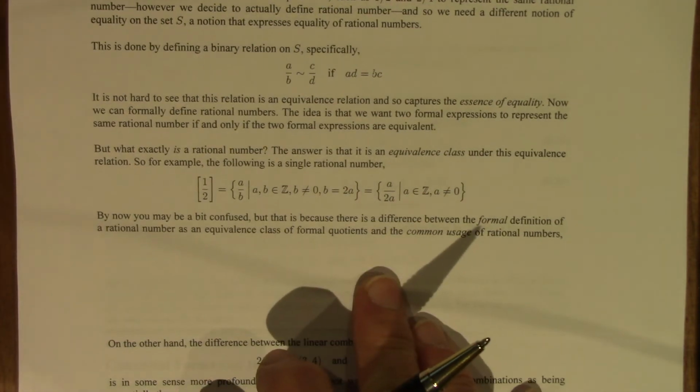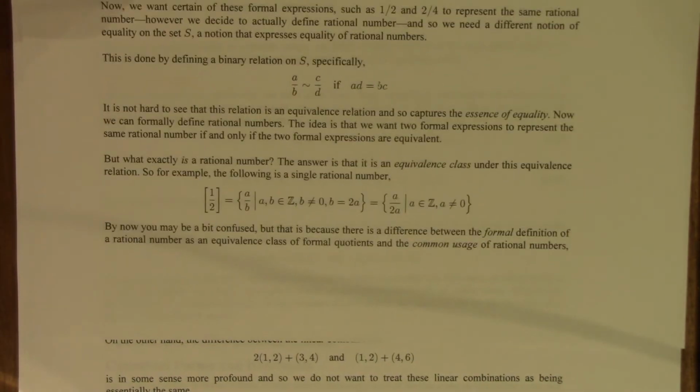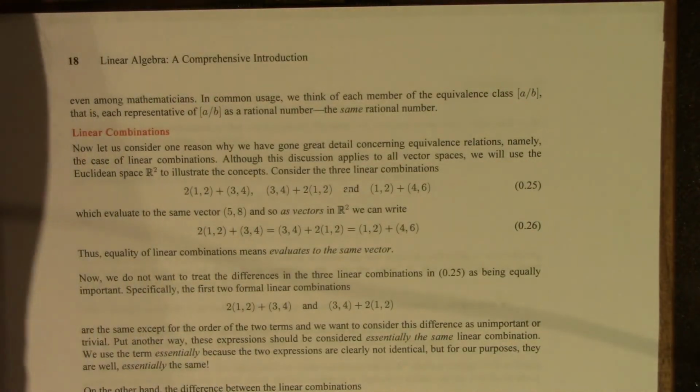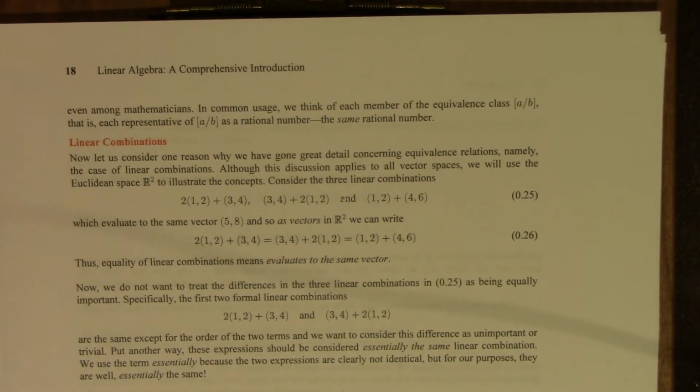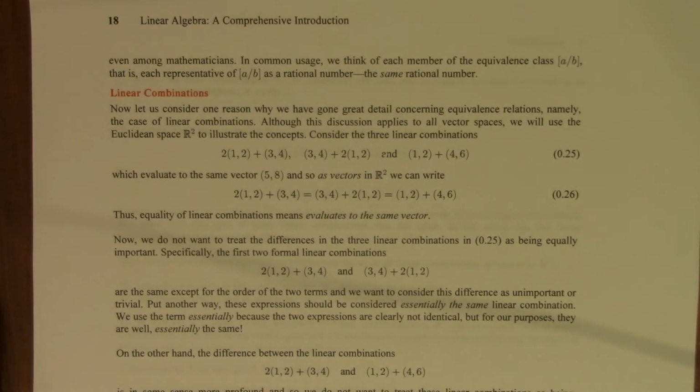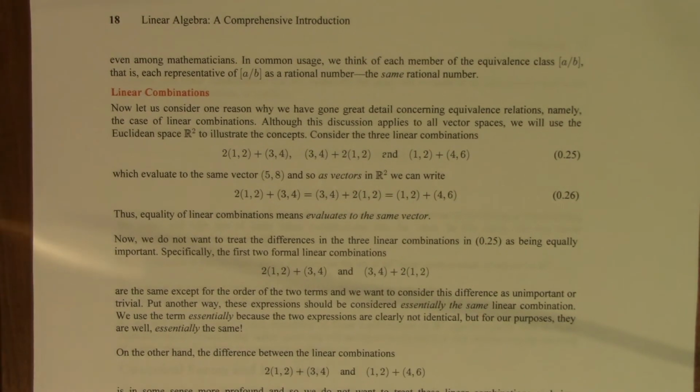Well, you may be a little confused here because there is in fact a difference between the formal definition of a rational number, which I just gave, and the common usage of rational numbers. Even among mathematicians, in common usage, we simply think of each representative of the equivalence class as a rational number, the same rational number. So there's a forgiveness here.